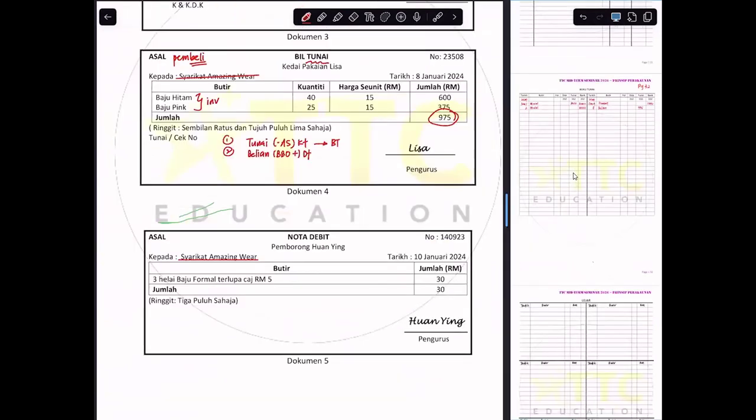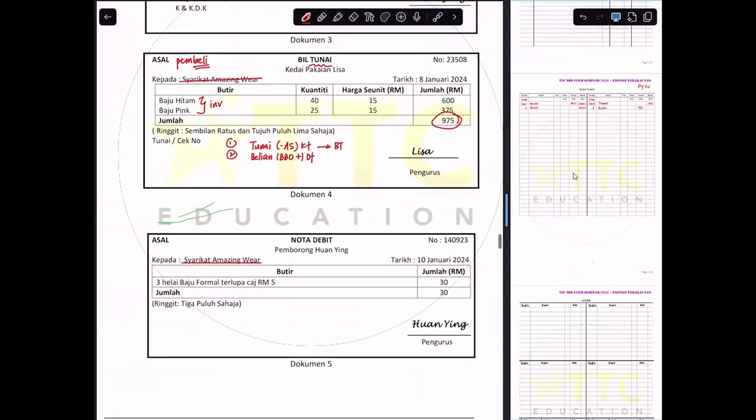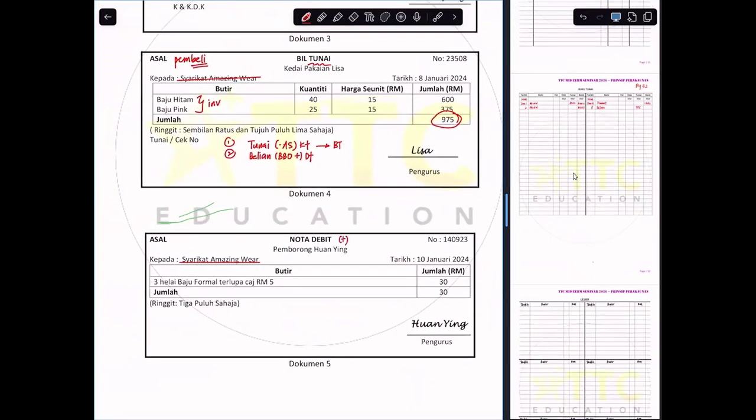Nota debit, add or minus. Nota debit is only to add or minus. Add. And nota credit means secara tunai or secara credit.